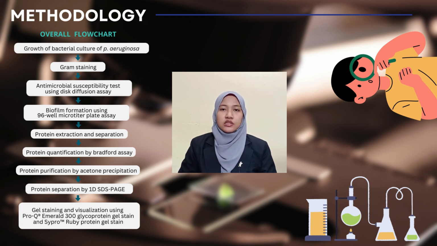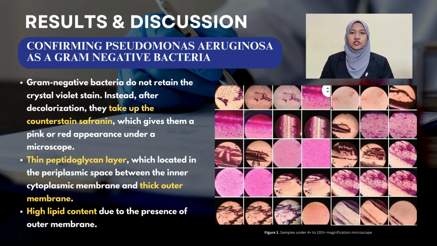After that, we conduct a 96-well microtiter plate assay to observe biofilm formation of local isolates. Next, we perform protein extraction and separation for sample preparation in 1D SDS-PAGE. Using the protein sample extracted, it goes through protein quantification and purification using Bradford assay and acetone precipitation. After that, the protein sample will undergo separation by 1D SDS-PAGE. Lastly, the gel containing the sample will be incubated in Pro-Q Emerald 300 glycoprotein stain, and after that, SYPRO Ruby protein stain for imaging and visualization.